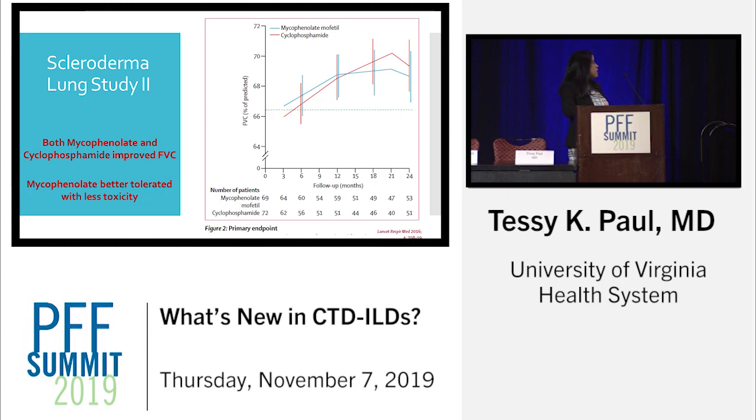But Scleroderma Lung Study 2, which came out in 2016, looked at mycophenolate and cyclophosphamide, and they saw improved FVC in patients. And the thought was mycophenolate would fare better than cyclophosphamide, but in general, it was about the same, but mycophenolate was much better tolerated with less toxicity.